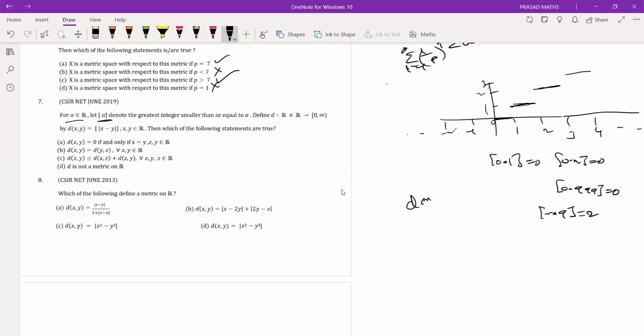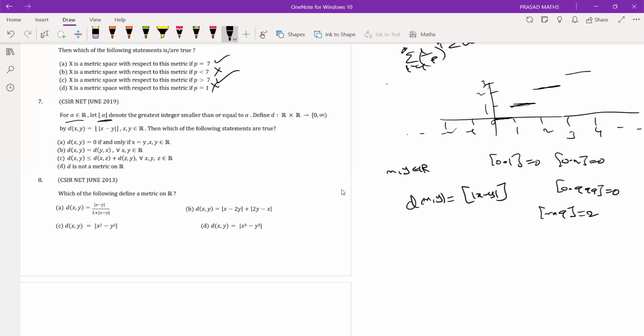Now my question is, what is my function? My function is d of x comma y equals step of modulus of x minus y, whenever x comma y belongs to R. The question is, is it a metric? First of all, what is my first option? d of x comma y equals 0 if and only if x equals y. Is the option true? Yes or no?